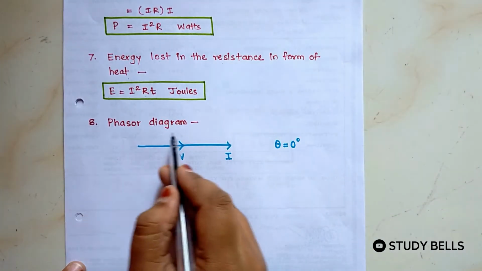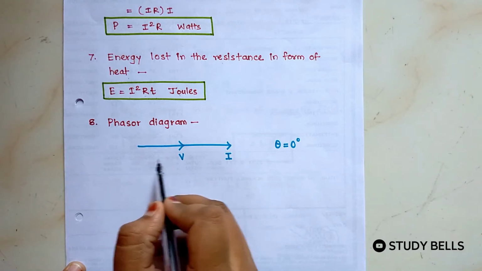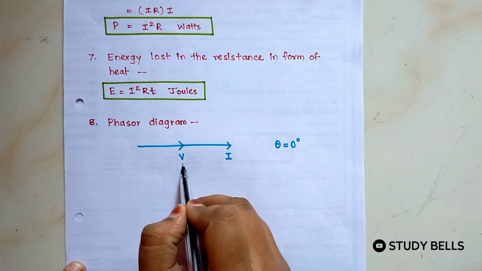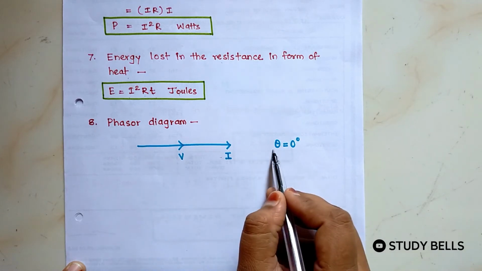The phasor diagram for the resistance is given by this. Here we can see current and voltage both are in the same phase, having the theta of 0 degree.